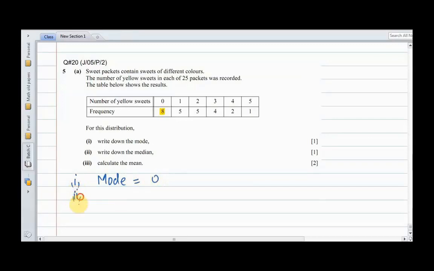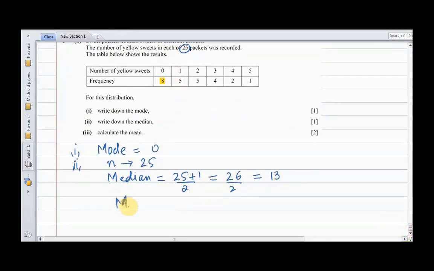For part 2, median. For median, you should know the value of n. The value of n is 25 as mentioned in your question, right? Applying the working formula of median, which says n plus 1 upon 2, it will be 25 plus 1 divided by 2, 26 divided by 2, and that is equal to 13. 13 is not your median. You need to find 13 in your frequency. First thing, 8. 8 plus 5, 13. So median is 1. So median answer is 1. Right?